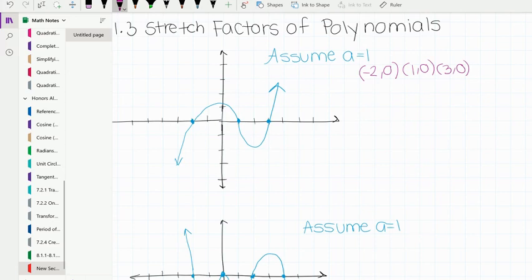And so from here, we're just going to convert this into factored form. So the equation, we can say it's p of x equals, and we know a is 1, so it would be x plus 2, x minus 1, and x minus 3.